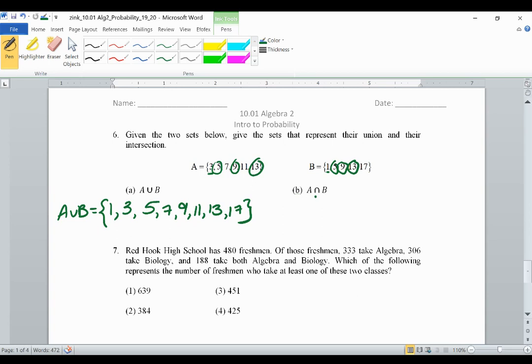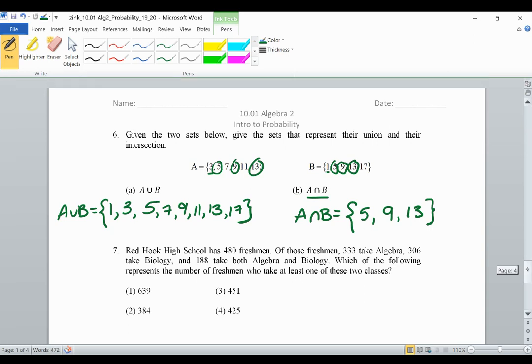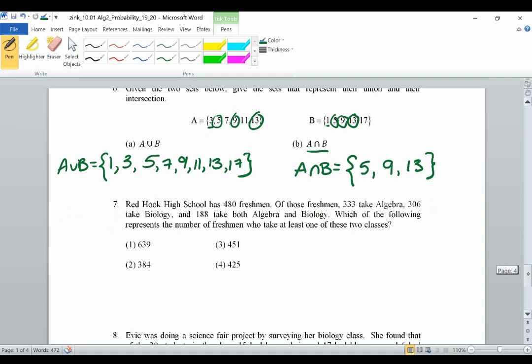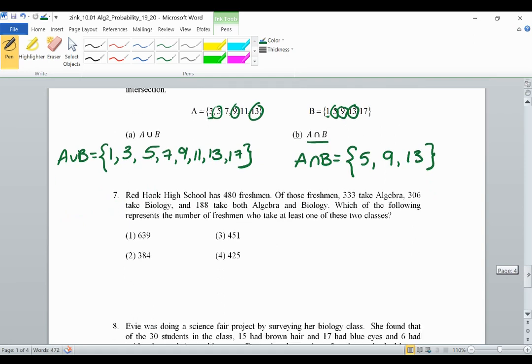Now A intersect B. So that means what numbers are in both of them. I circled them as we went through. So 5 was in both, 9 was in both, and 13 is in both. If I wanted the probability of the intersection, that's when you would take how many numbers you have out of your total to find probabilities. Right now, we're just finding the actual elements in each of those sets.